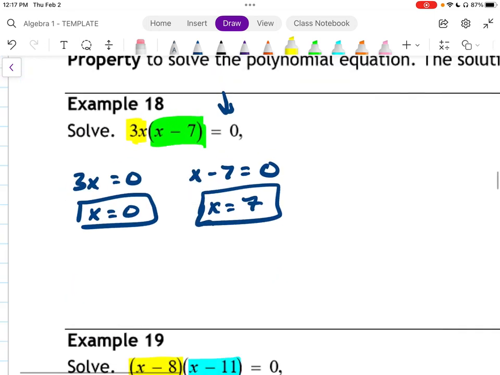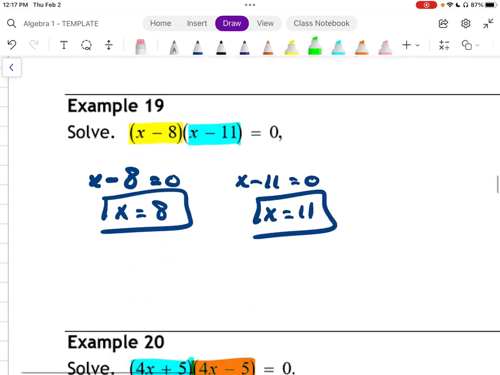On the first one, in the yellow piece there, we had an x by himself. That answer gave us a 0. We have a negative 7. That gave us a positive 7. Okay, that's just a pattern that would be something good to look at. Right here in the yellow, we had a -8, and our answer was +8. -11, +11.